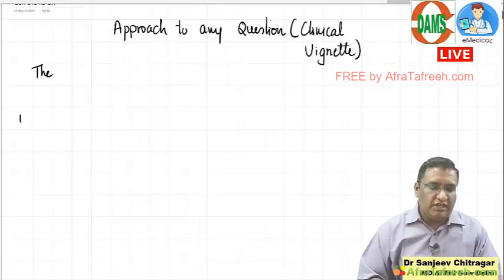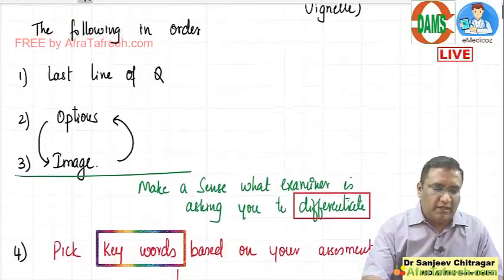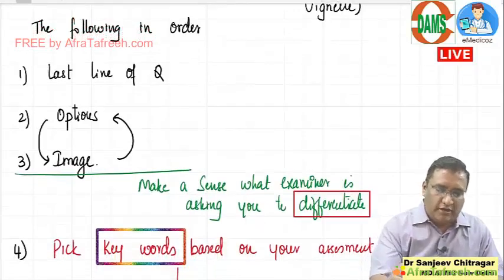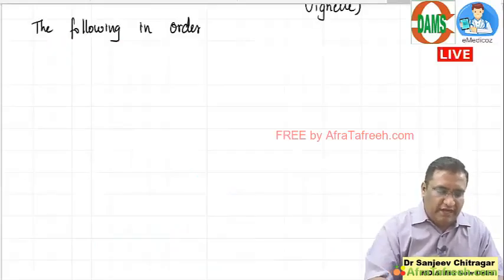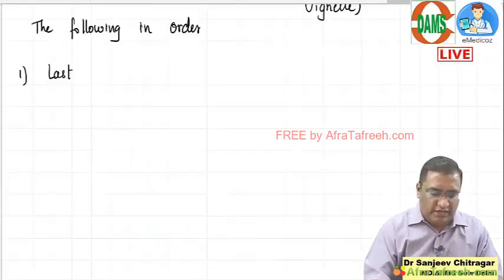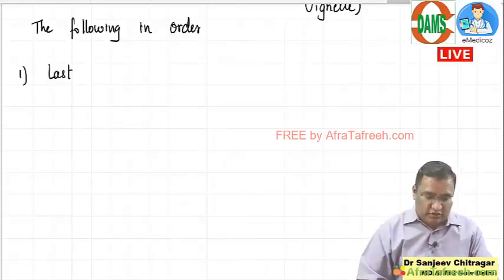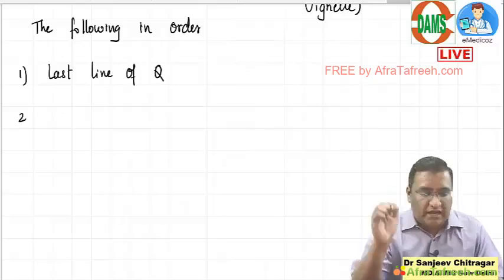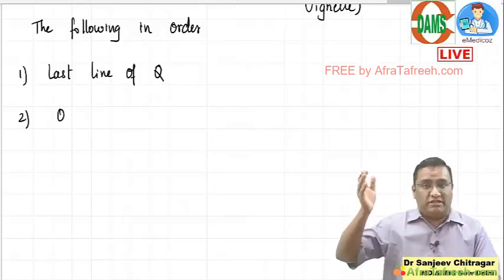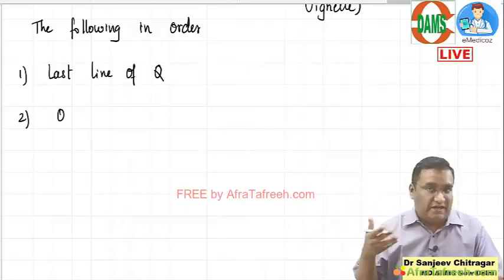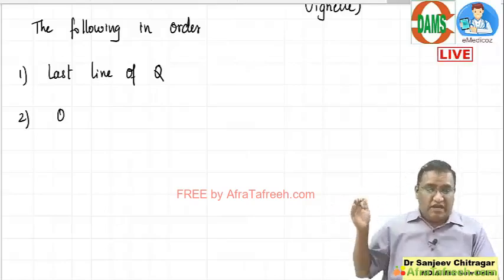So whenever you see a lengthy question, what is my approach? My approach should be in the following order. You make a habit of reading it in the following order. Any lengthy question you get, start making a habit of looking at it in this order. The first thing I will look at is the last line of the question. Which of the following is the next investigation, which is the best treatment, which is the most likely diagnosis, or which pathology is most likely to be seen in this patient. Whatever has been given, I will look at that.